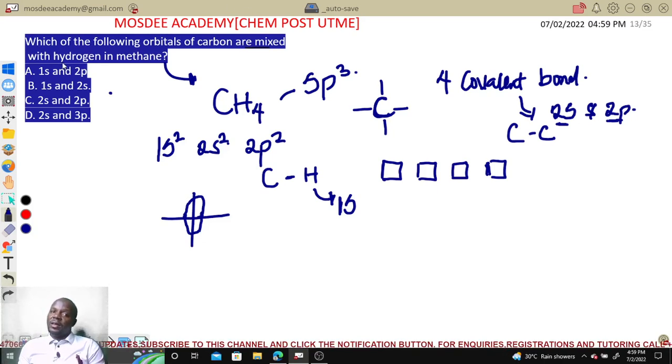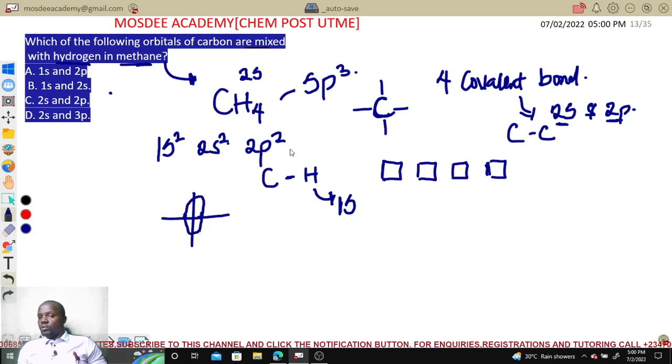Here the question says the carbon and hydrogen in methane. So carbon is at the 2s orbital. How did I know? You can try to draw it out from number 3, like I told you, carbon is number 3, you can see 1s2, 2s2, 2p2. So the carbon is always between the 2s and the 2p. That is where it falls.